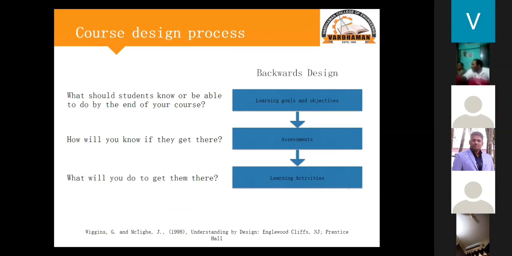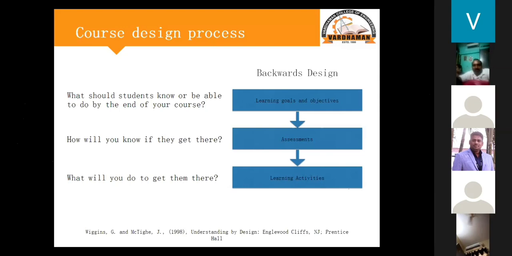So moving in detail, what do we do here in the backward design? The first question comes is, what should student know or be able to do by the end of your course? Say computer architecture here. So now here, as a faculty, to write the learning goals, the learning outcomes or the objectives, I will be thinking about what exactly the student has to do. So that is where we call this as a student-centered approach.